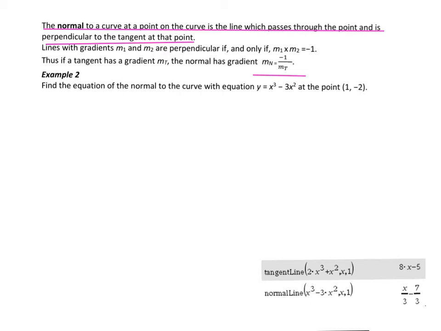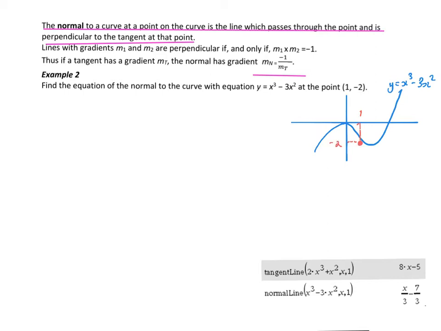Find the equation of the normal to the curve with equation y equal to x cubed minus 3x squared at the point (1, -2). A quick sketch of the graph looks like this. It's a cubic, and what we're asked to find is the normal at the point when x is equal to 1. Now x is equal to 1 around about there. And we know at that point that y is equal to -2.